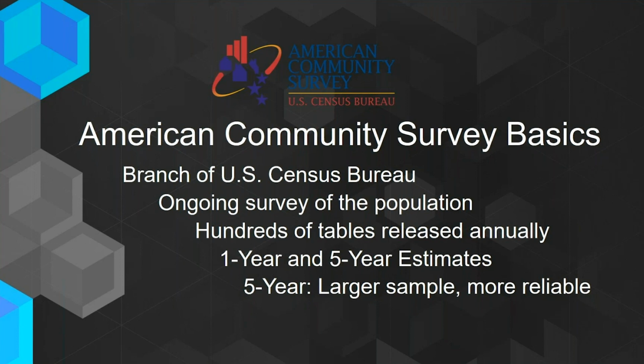Diana, real quick, I've read that the ACS determines how $675 billion in federal and state spending is distributed each year. That's an incredible statistic. It sounds like a lot of people use this data to make really important decisions. Yeah, definitely. A lot of state and local government agencies will look to this data to distribute different funds that they'll have for various community programs, and definitely at the federal level as well.